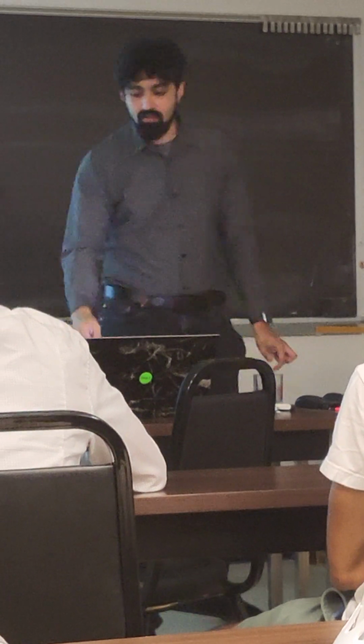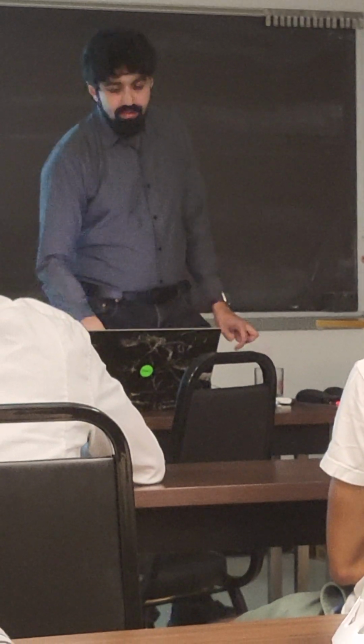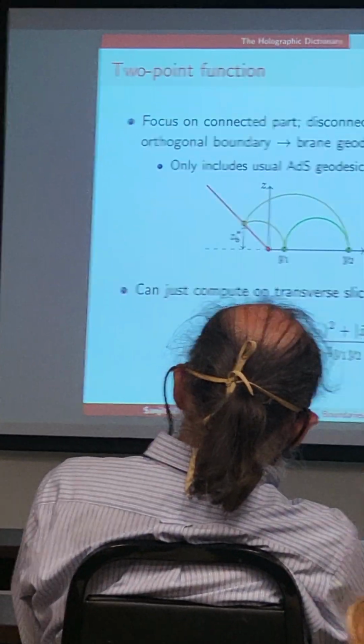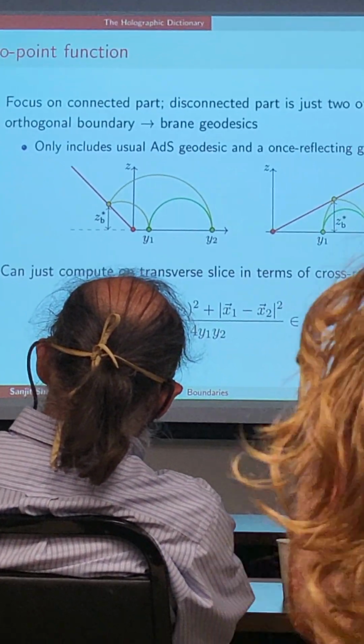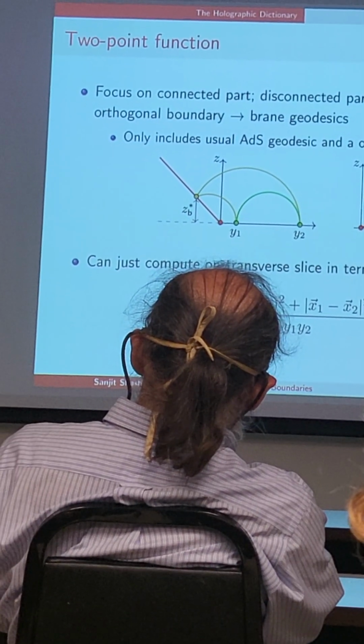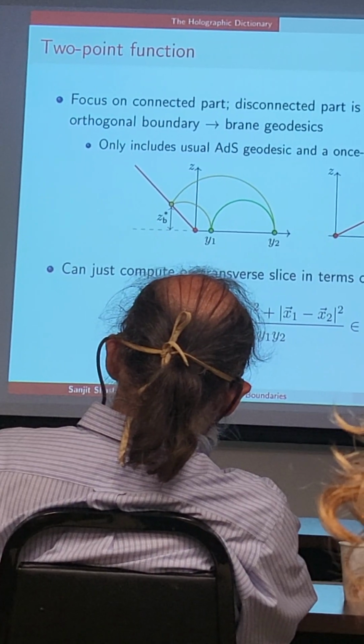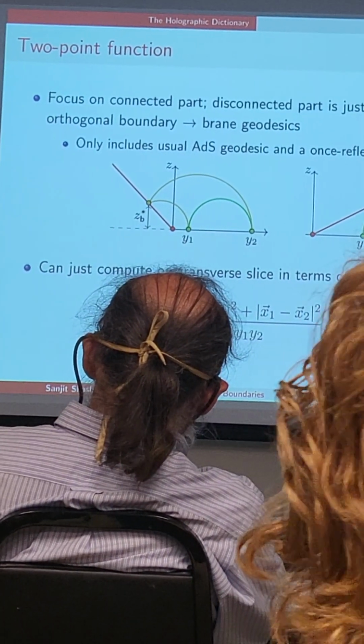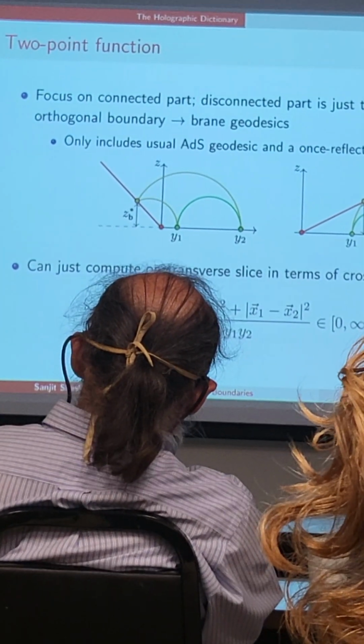So it seems solid. So let's now talk about two-point functions. First I'll just focus on the connected part. The disconnected part is just a product of one-point functions. So you just add two of those boundary-to-brane orthogonal geodesics.